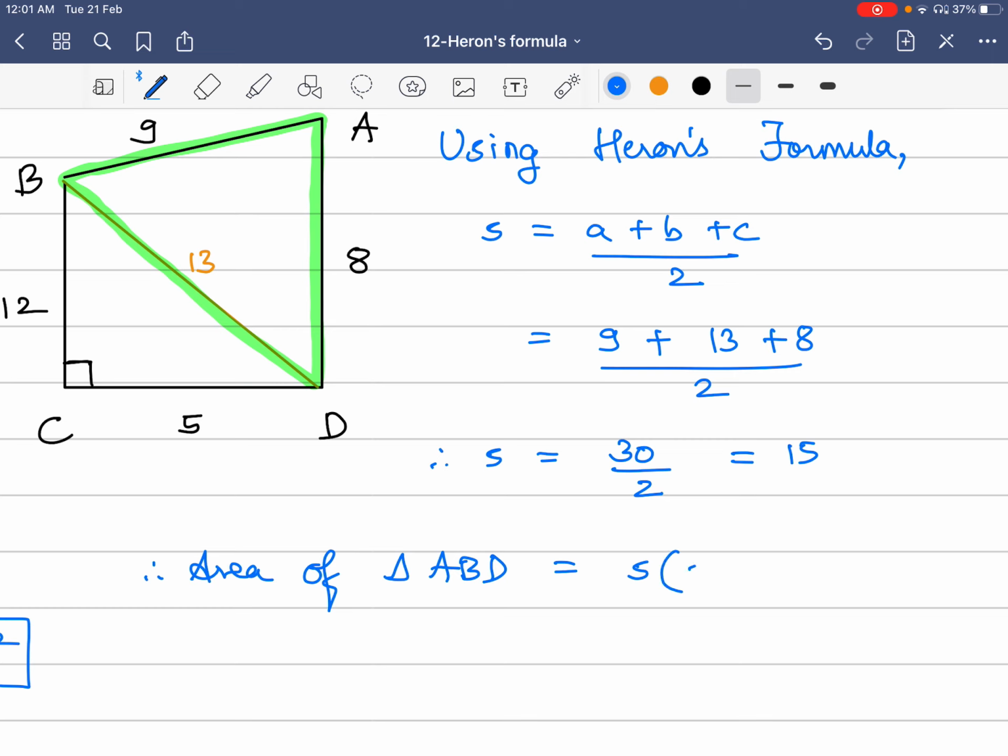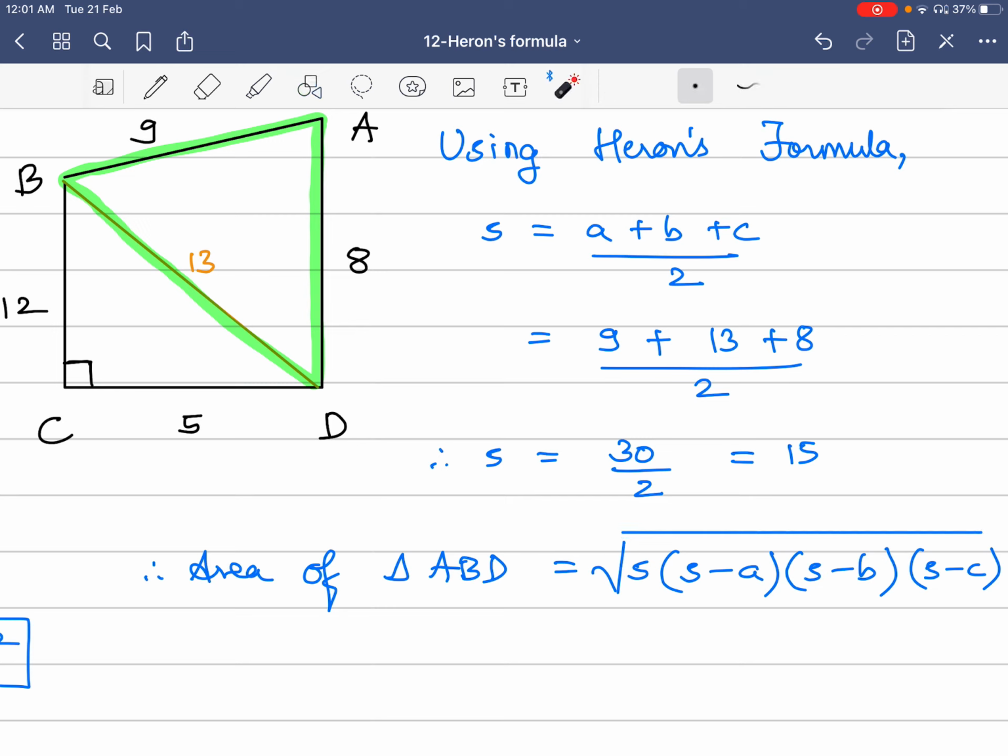So this is the formula: the square root of S into S minus A into S minus B into S minus C. Okay, so square root of this whole thing. This is the standard Heron's formula.